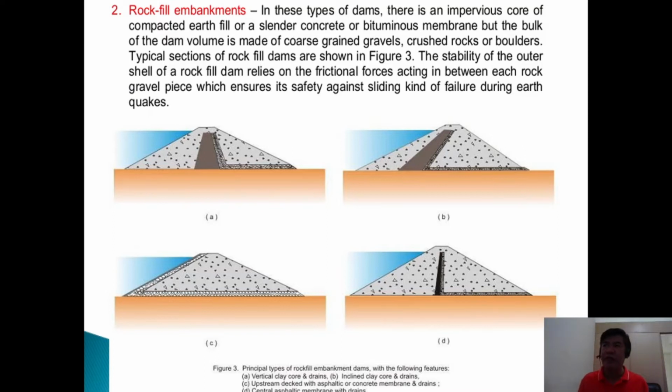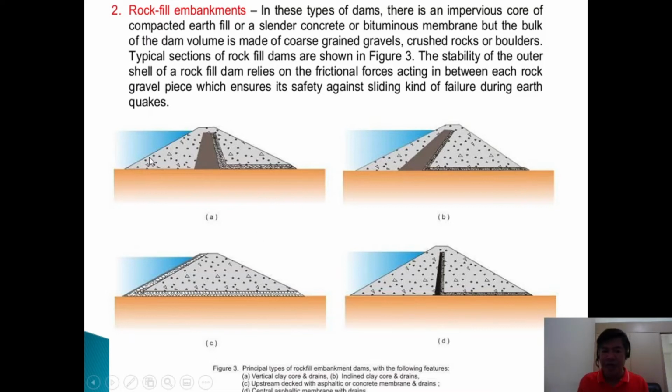When we talk of earth fill, the majority of the total volume of materials in the whole structure, whether it is homogeneous or zoned with a core, is made of earth. The opposite of that is rock fill, which is made of rock fill material. In this type of dam, there is an impervious core of compacted earth fill in the center, or a slender concrete or bituminous membrane. But the bulk of the dam is made of gravels, coarse rocks, or boulders. That's why it is called the rock fill embankment.